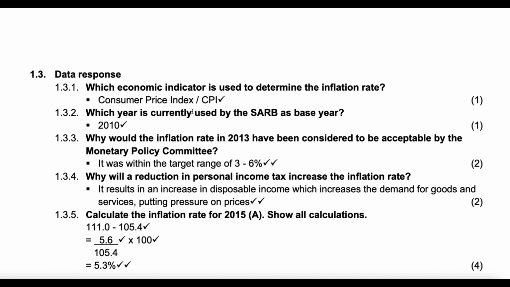Well, like I said, it's current year minus previous year. The answer divided by the previous year, times 100. So it shows at what rate prices went up. So in this case, it will be 5.3%. Is it acceptable? The answer is yes, absolutely it is. And why? Because it's within the target range.